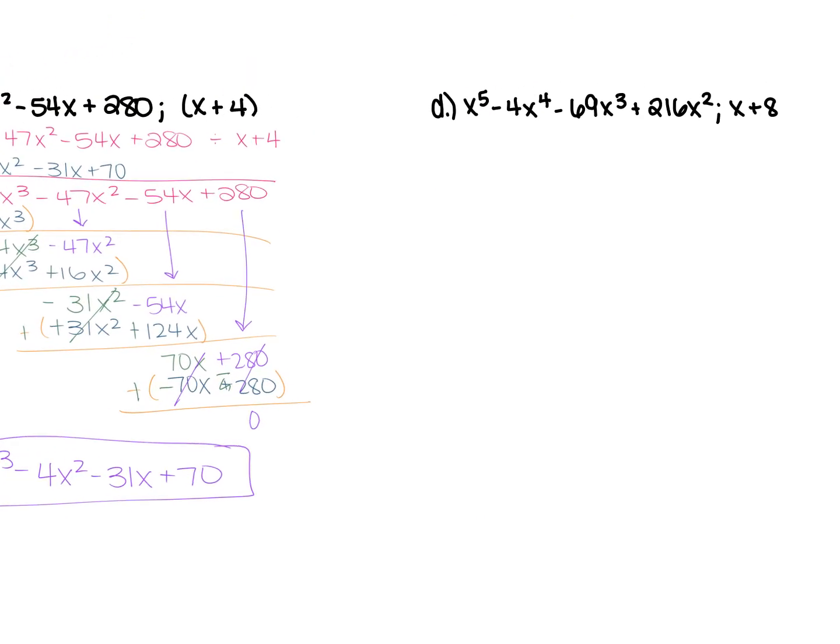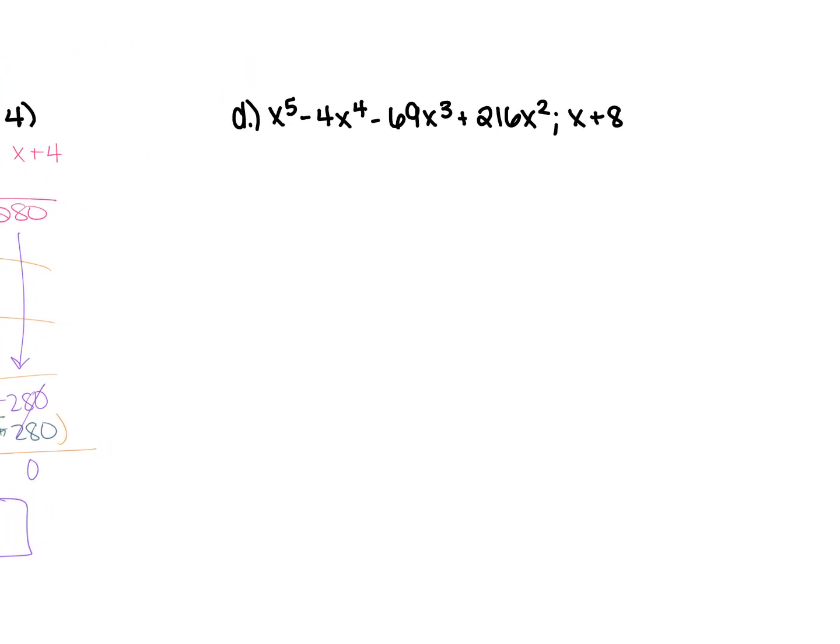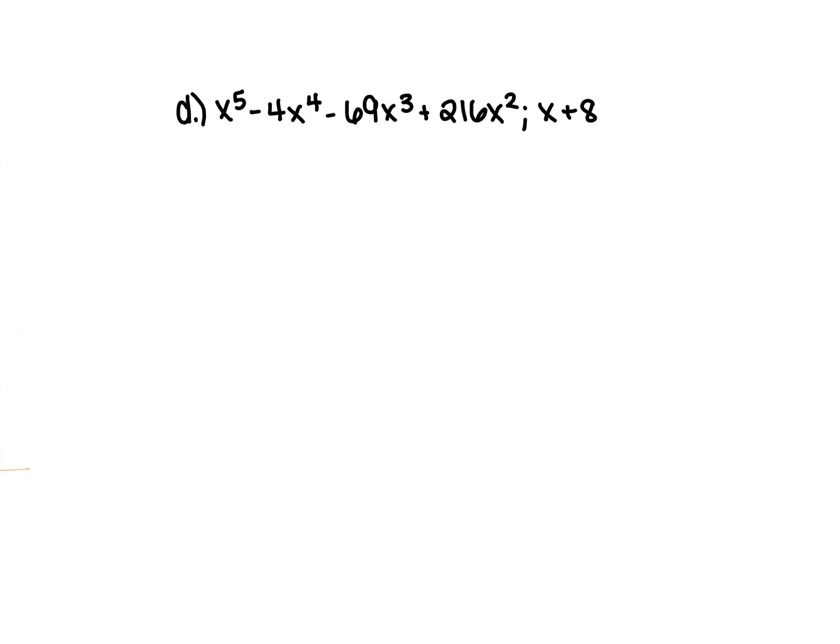For example D, we have x to the 5th power minus 4x to the 4th power minus 69x cubed plus 216x squared divided by x plus 8. You are missing the x, you are missing your constant, so you're going to add in a 0x and a 0. Because again, you need every power from highest to lowest, and your highest power is 5, so you need the 4th power, the 3rd power, the 2nd power, the 1st power, and the power of 0.